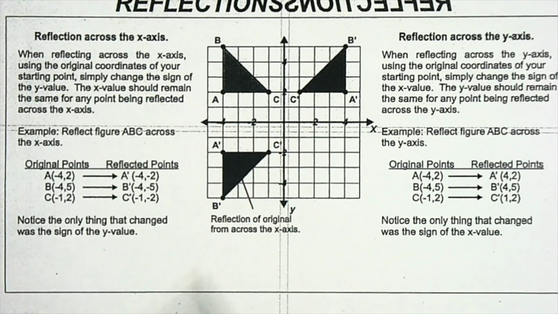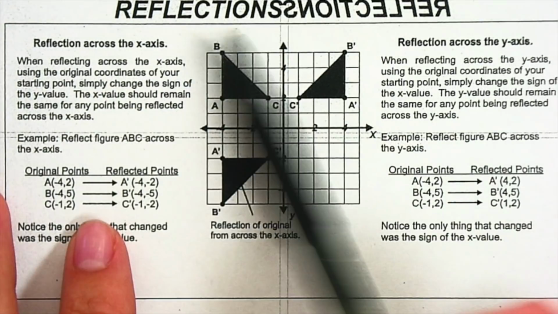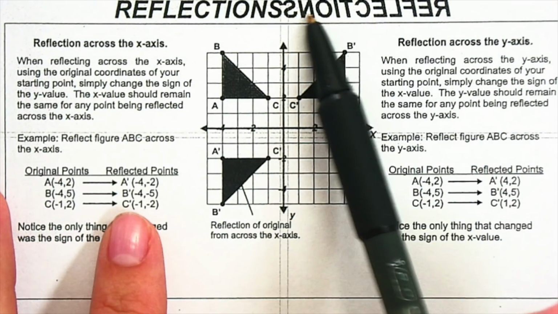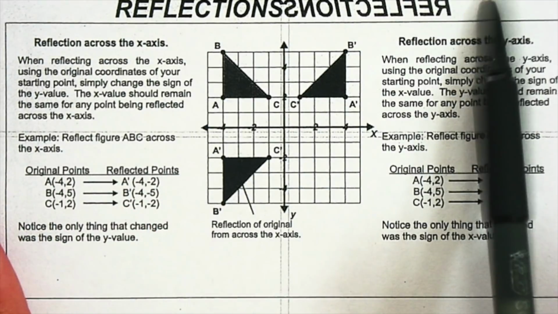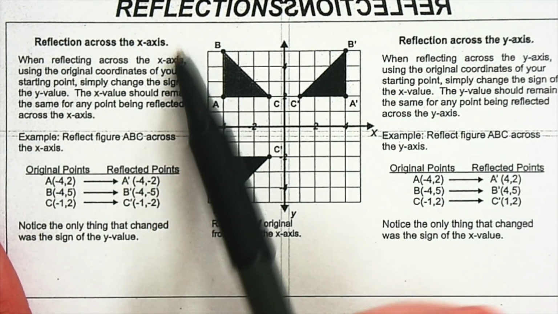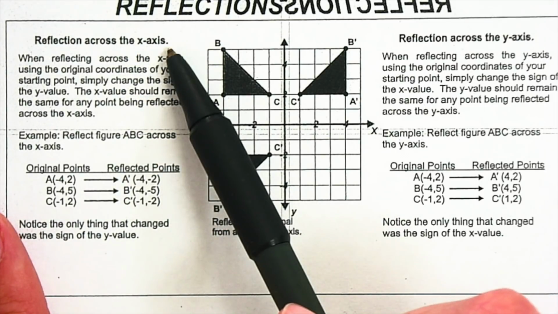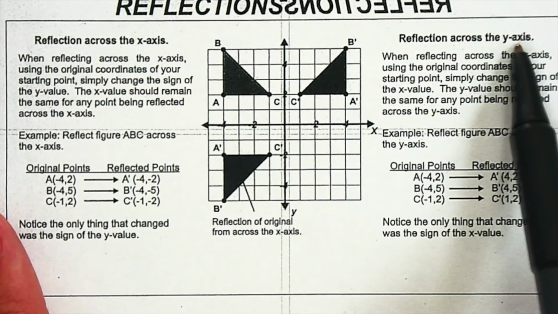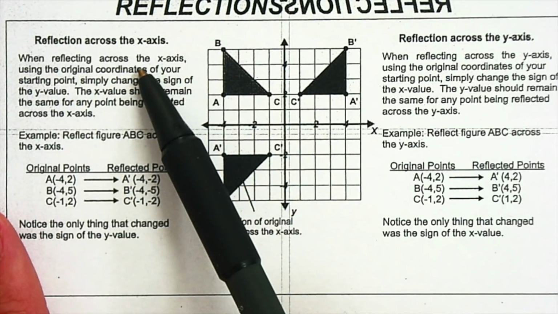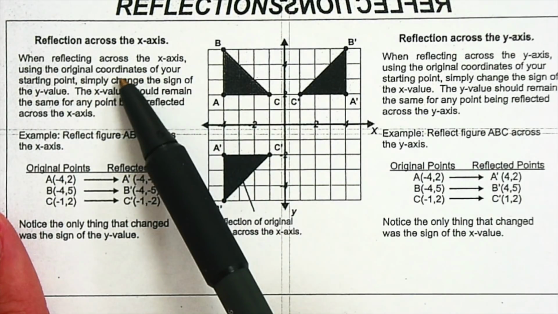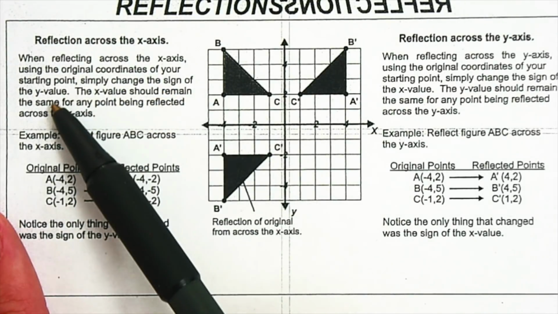So for this intervention, this will be the second one we're looking at. There's reflections, and as you can see, it's being reflected across. There are technically three ways, but mainly two ways: either over the x-axis or over the y-axis. So when going over the x-axis, for the original point, you just simply change the sign of the y value.